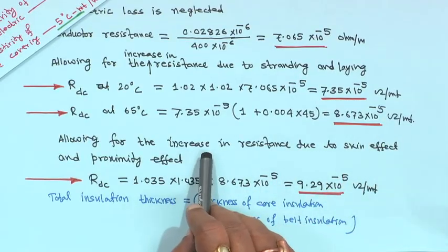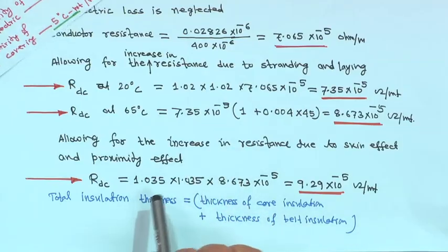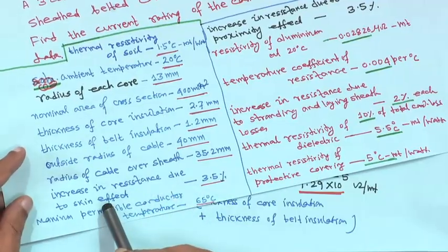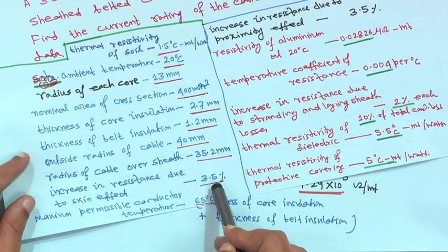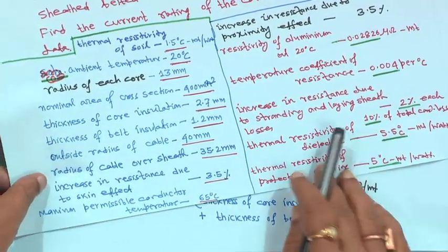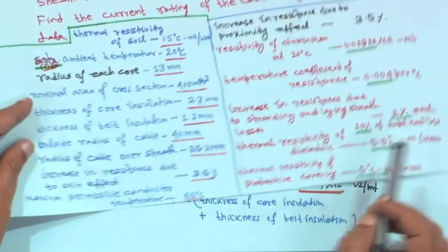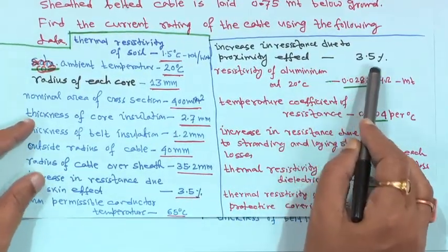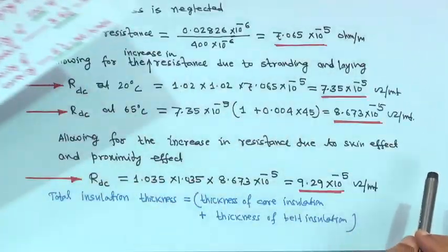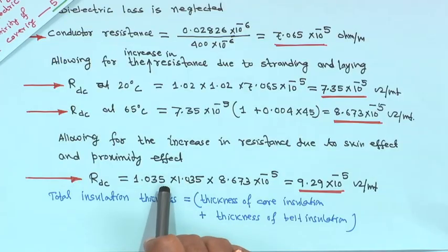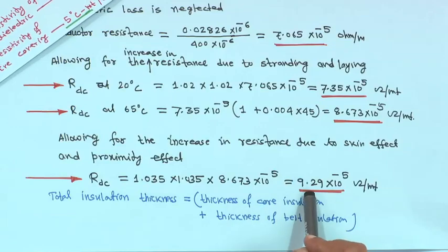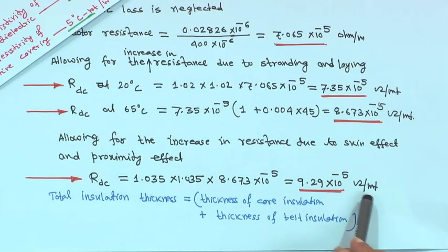Now, allowing for the increase in resistance due to skin effect and proximity effect, it is given that the increase in resistance due to skin effect is 3.5%, and the increase due to proximity effect is 3.5%. You have to consider both. That means this RDC is multiplied by 1.035 twice, into 8.673 into 10 to the power minus 5, which comes to 9.29 into 10 to the power minus 5 ohm per meter.